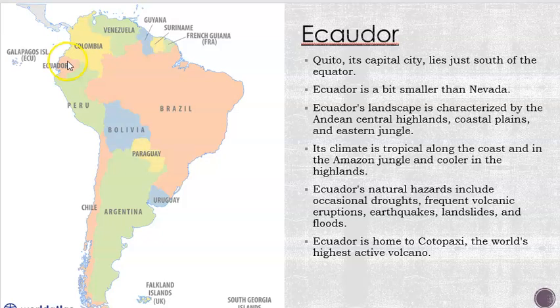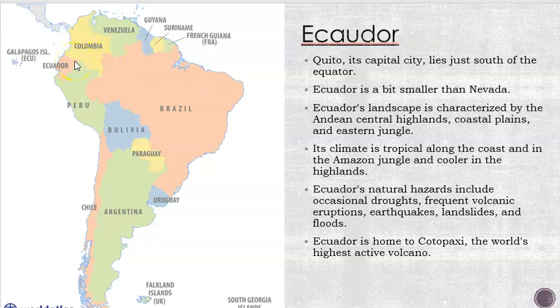Ecuador, when I think of Ecuador, I think of the equator, and that is fitting because the equator does run right through the country of Ecuador. It's a little bit smaller than Nevada, and its landscape is characterized by the Andean Central Highlands, coastal plains, and then the jungle in the east.